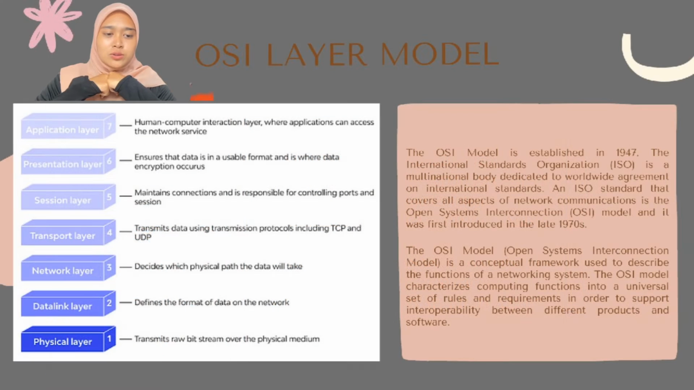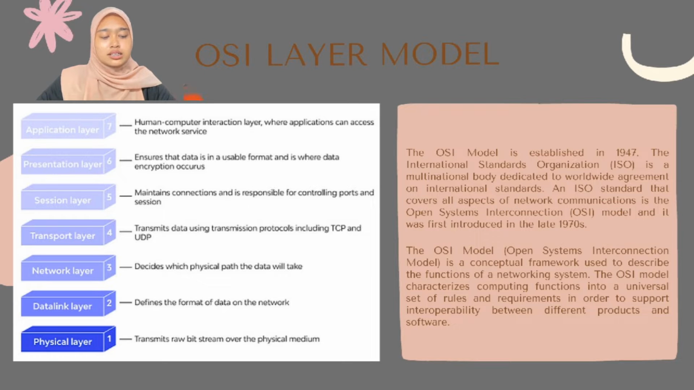So right now, I will do the brief explanation about the OSI layer model. Basically, there are several layers of the OSI layer model, and the first one is the physical layer. The physical layer transmits raw bit stream over the physical medium. Next, the second layer is the data link layer, which defines the format of data on the network.